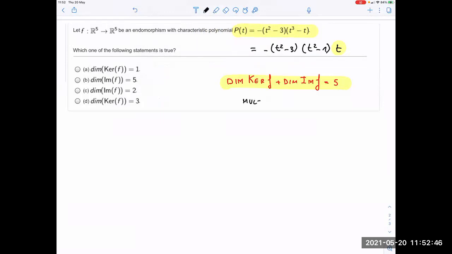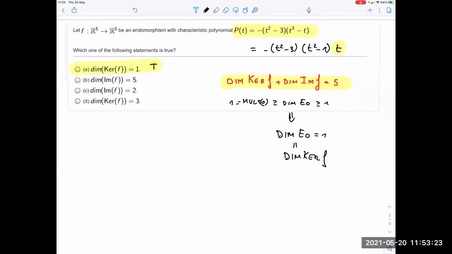So the multiplicity of 0 is equal to 1, and this is greater or equal than the dimension of E0, which is greater or equal than 1. So this means that the dimension of E0 must be equal to 1. And this is the dimension of the kernel. And so this is why the first option is correct. So we don't need to use, not even the rank nullity theorem. It's just the fact that the kernel has dimension 1.